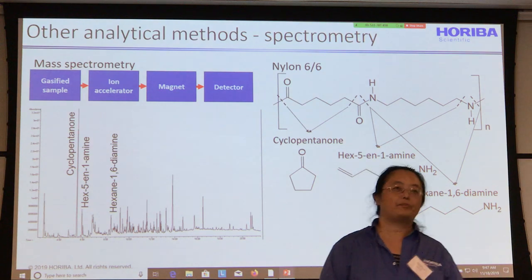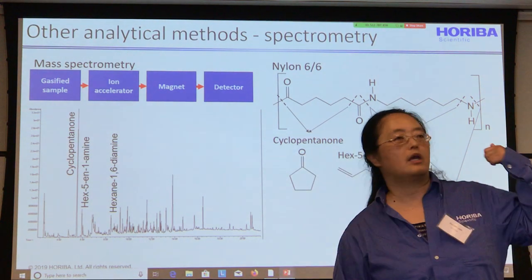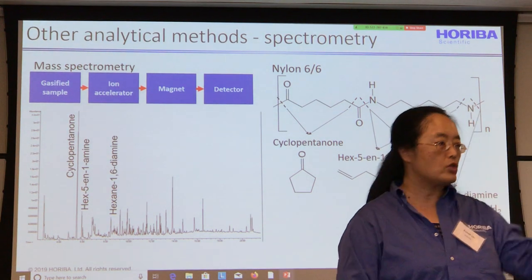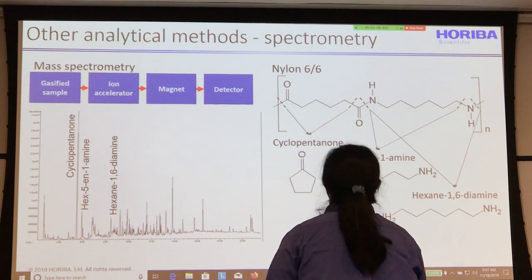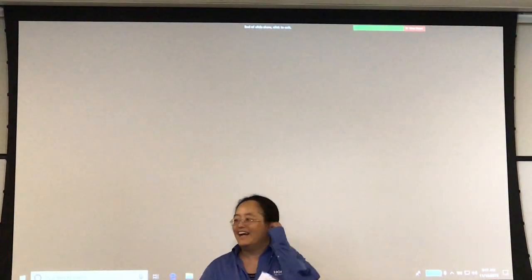Oh, and then, of course, mass spectrometry. Okay? Mass spectrometry is being used with pyrolysis and GC, etc. Right? So mass spectrometry. That's it. Any questions?